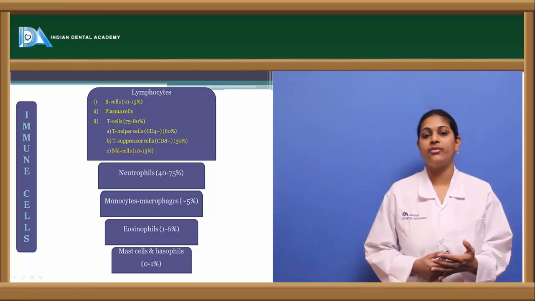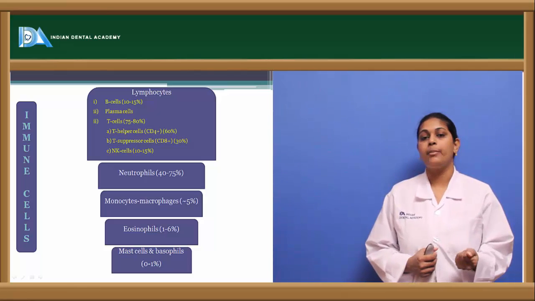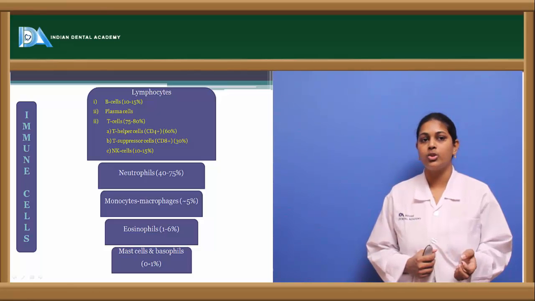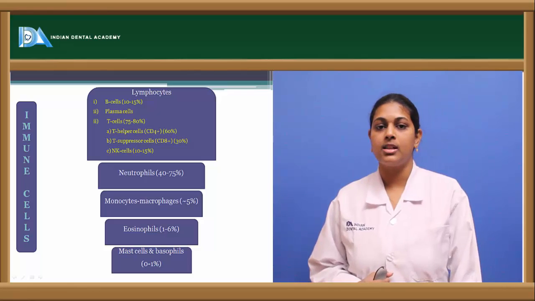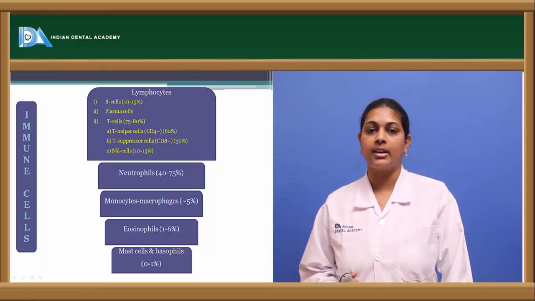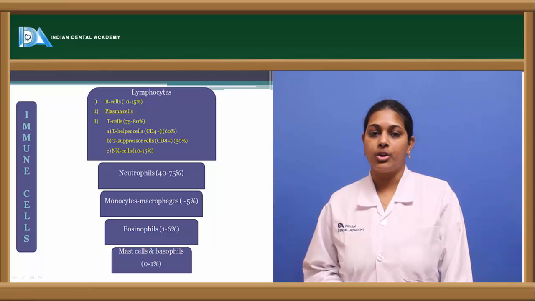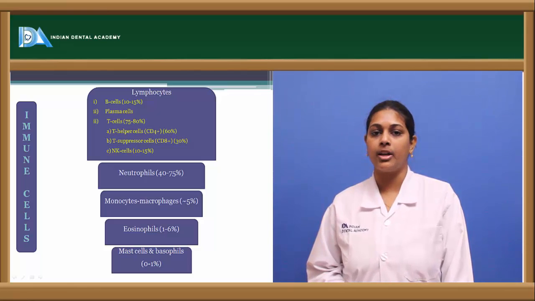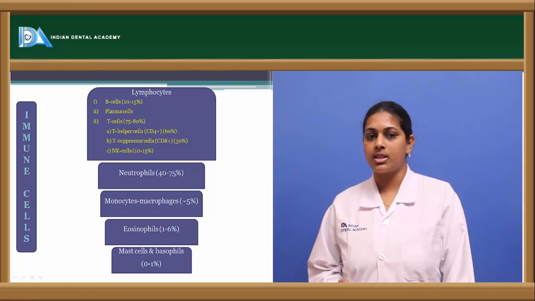So this is the function of T lymphocytes. Coming to the natural killer cells, they are usually 10 to 15% of the total number of cells in the immune system, and they directly attack the antigen by producing a cytotoxic effect. So these cells are known as antibody dependent cell mediated cytotoxic cells.